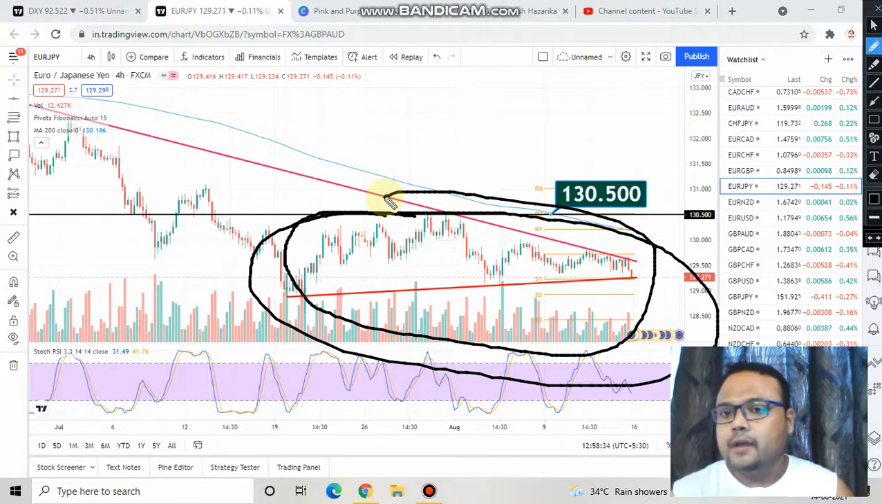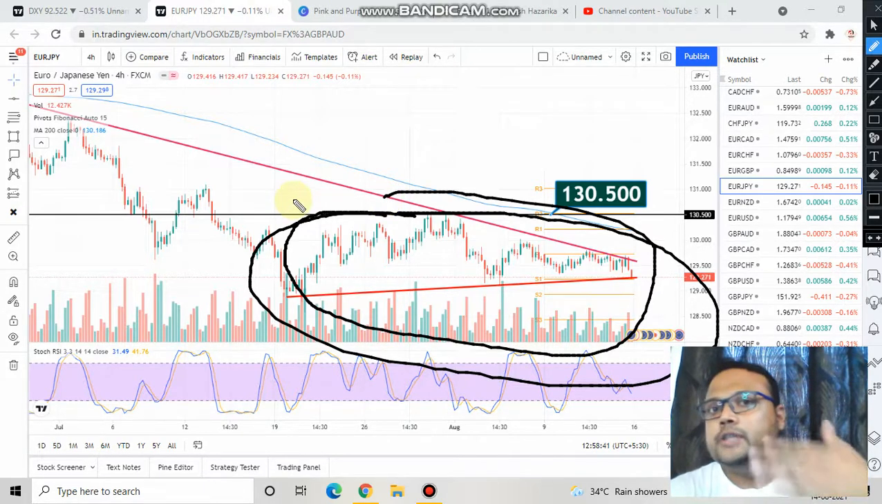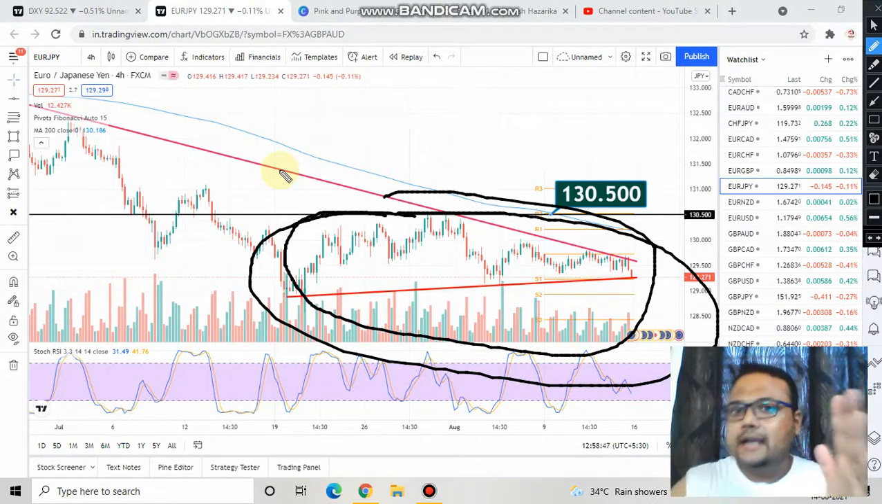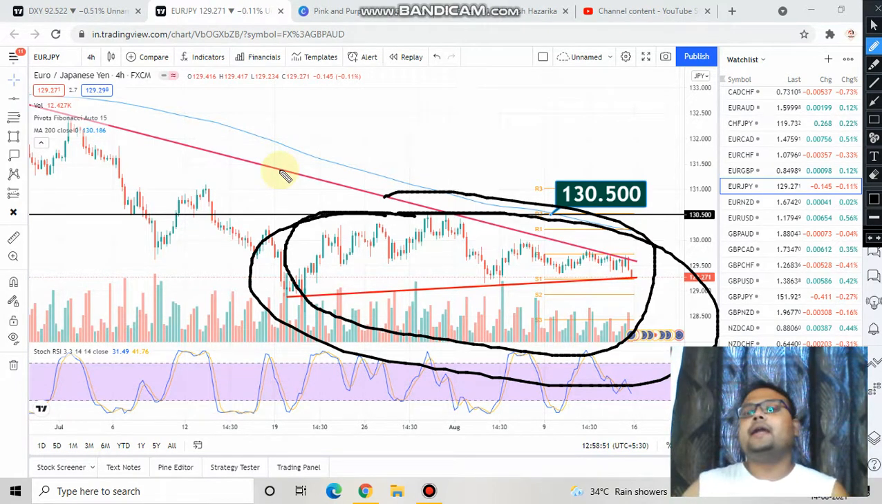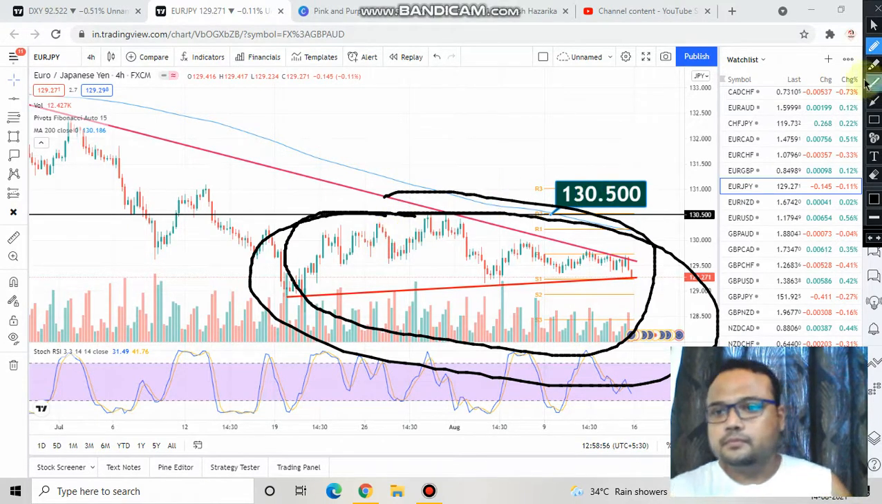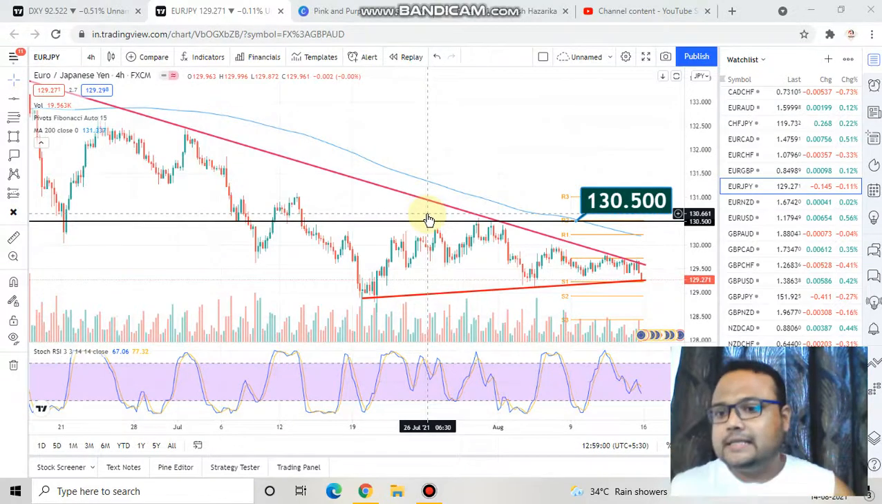In a sideways market, we get opportunities on both sides. Listen to me carefully. In a sideways market, we get opportunities on both sides, because the market is not being dominated by buyers or sellers. The number of buyers and number of sellers are almost equal. As a result, we can take trades on both sides. Clear? Okay. So let's try to understand these lines here first.